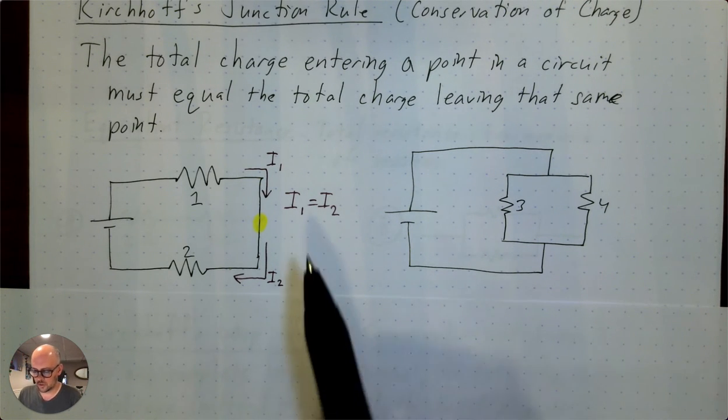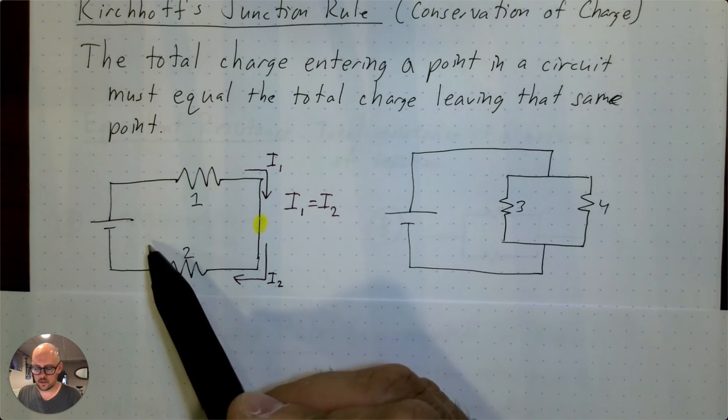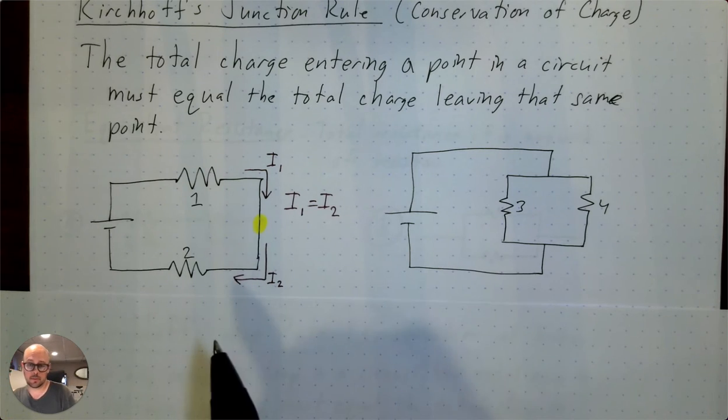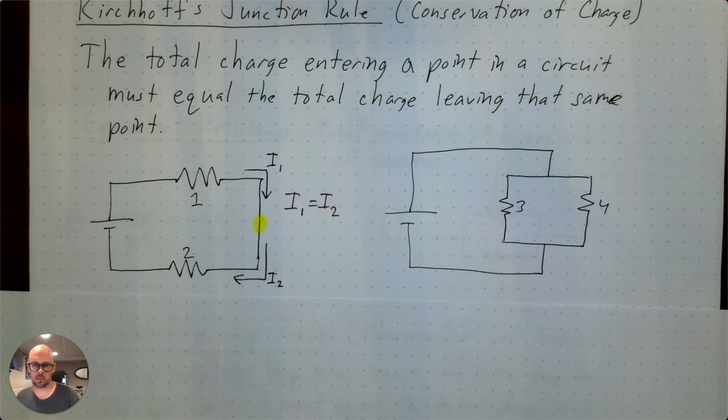If I extend this to the rest of the circuit, no matter where I pick on my circuit, it's always going to be the same current. It's called a junction rule because it really comes into play when current divides and takes a couple of paths. In a series circuit there's no way for the current to go anywhere else, so the current has to be the same.